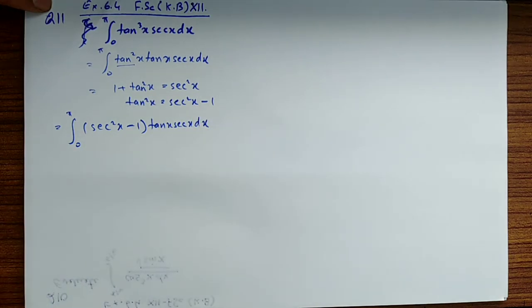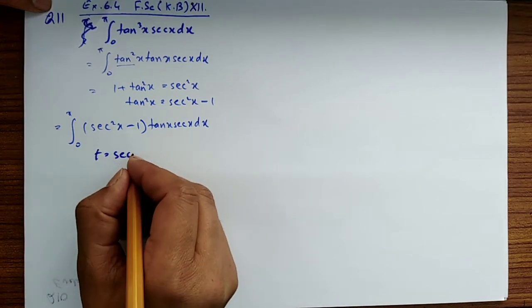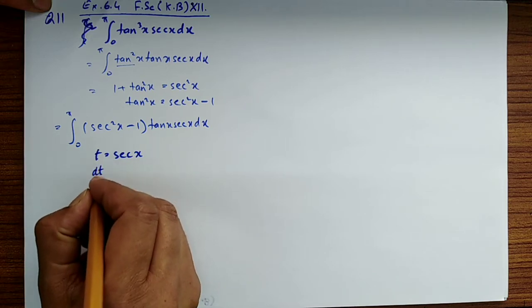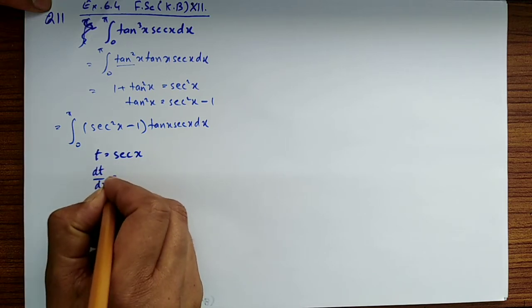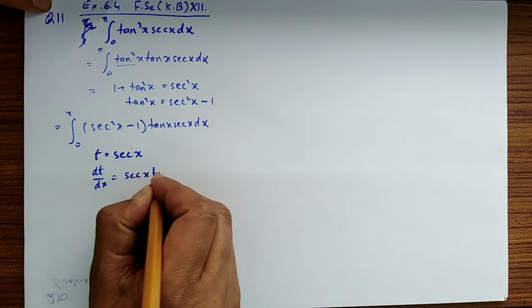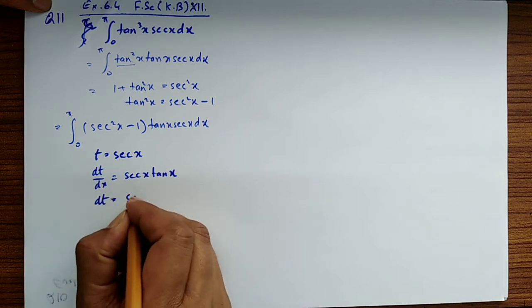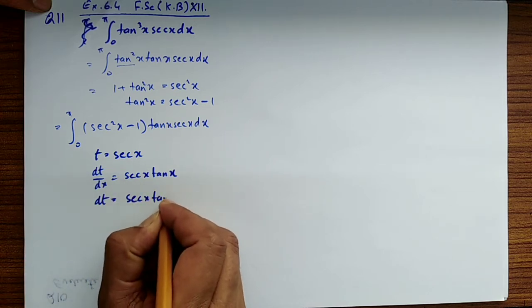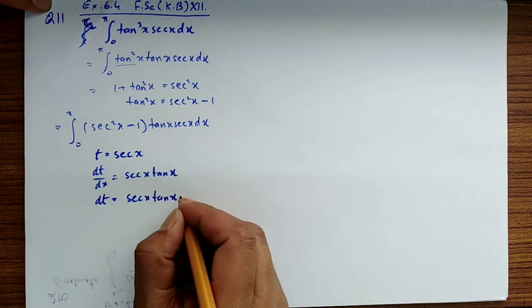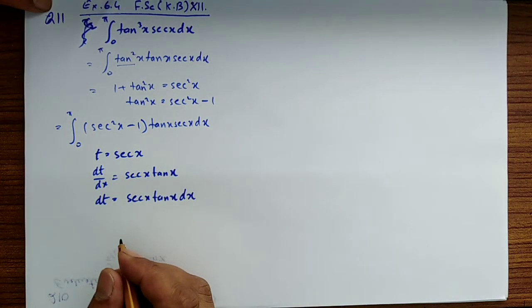This is the condition. Now we suppose that t equals sec x, and find the derivative with respect to x. That gives us dt equals sec x tan x dx, after cross multiplying dx up here, right.